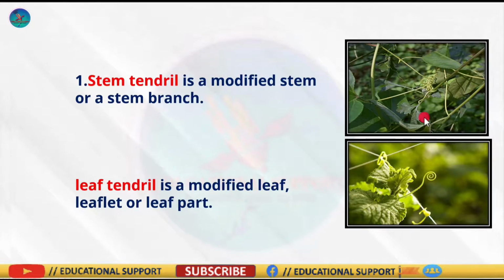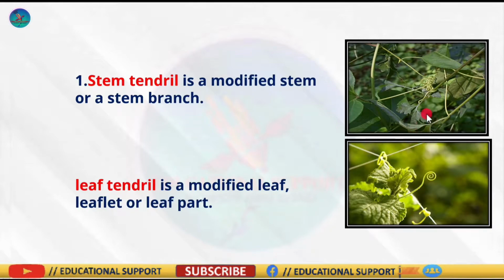So this is the picture of stem tendril and this is the picture of leaf tendril. Stem tendril and leaf tendril are two types of tendrils basically found in climbing plants. A stem tendril is a modified stem or a stem branch. You know that. In contrast, a leaf tendril is a modified leaf, leaflet or leaf part.